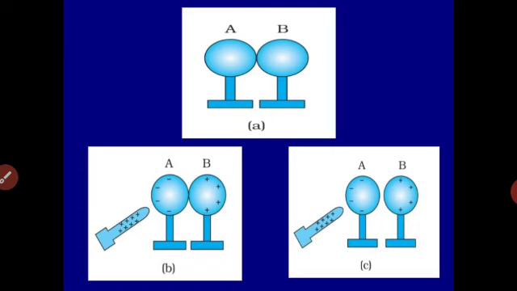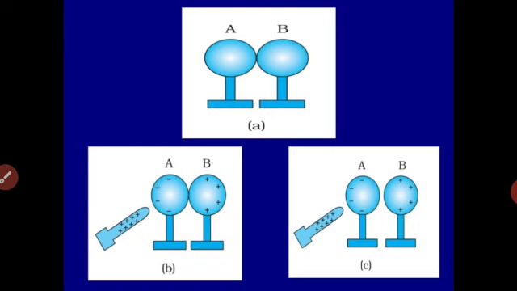Let us see stepwise how this process happens. In figure A, we have two spheres A and B. These are conducting spheres which are supported by an insulated stand. The insulated stand is required because we do not want the charges to flow down to the ground. Thus, the metal spheres, or the conducting spheres, are supported on the insulating stand.